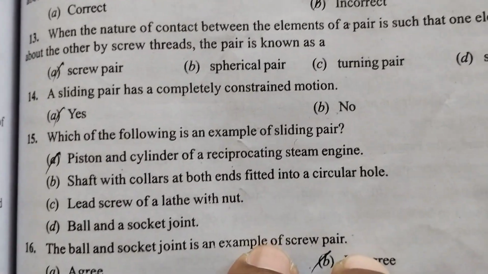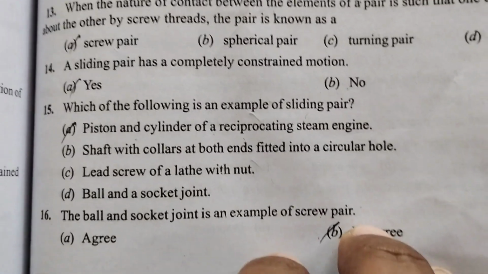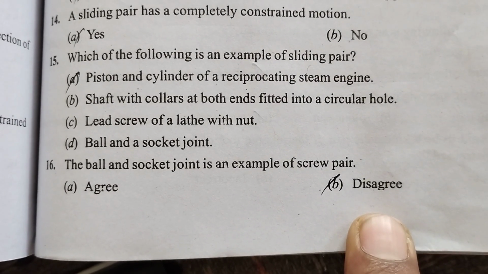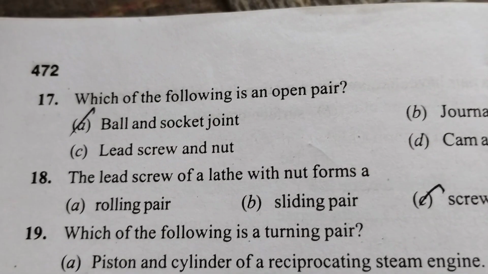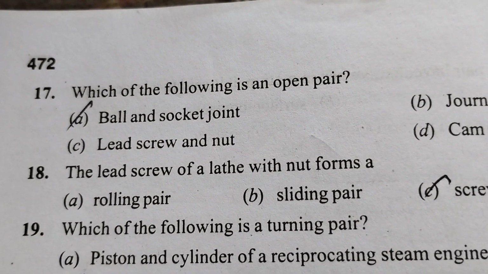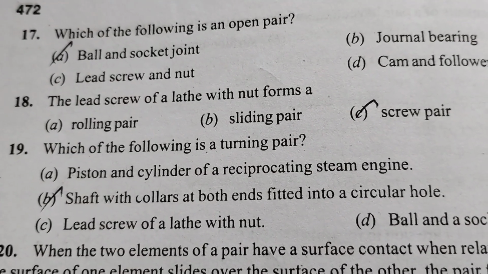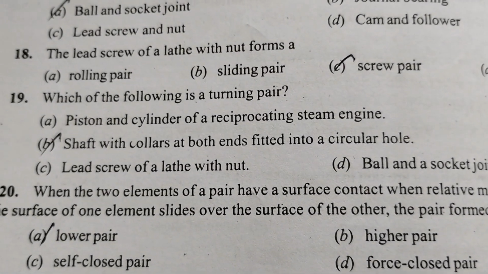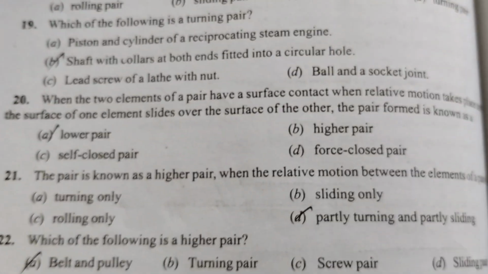Yes. Which of the following is an example of a sliding pair? Piston and cylinder of a reciprocating steam engine. The ball and socket joint is an example of a screw pair. Disagree. Which of the following is an open pair? Ball and socket joint. The lead screw of a lathe with a nut forms a screw pair. Which of the following is a turning pair? Shaft with collars at both ends fitted into a circular hole.